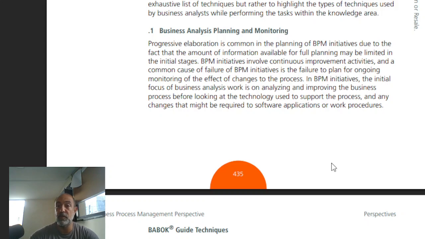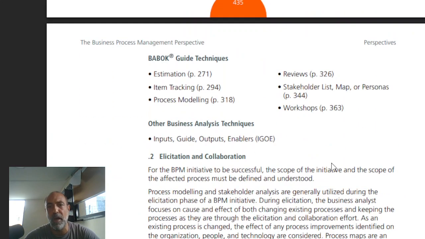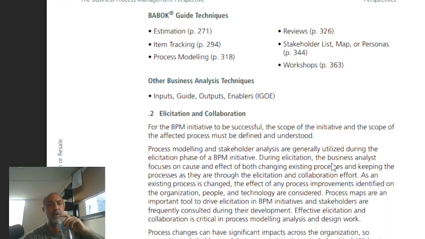In BPM initiatives, the initial focus of business analysis work is analyzing and improving the business process before looking at the technology used to support the process, at any changes that might be required to software application and work procedure. So you plan before you look at the technology. You have to consider the outcomes, and you pick the technology based on the outcome, not the other way around, right? So the techniques are estimation, item tracking, review, stakeholder list, map or personas, workshops, and process modeling.